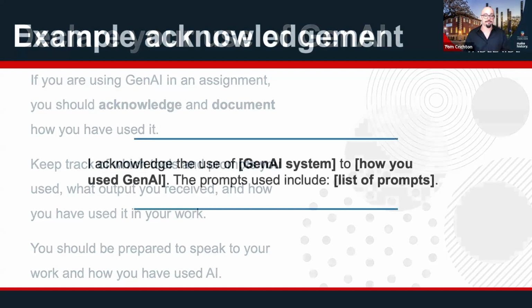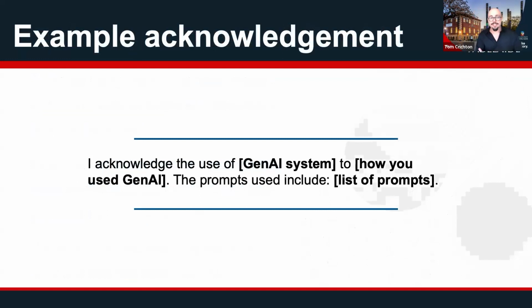So one example of how you might acknowledge AI, and this one's a fairly simple example, is you simply say, I acknowledge the use of GenAI, of whatever the GenAI system is, to then state how you have used it. And these prompts include a list of the prompts. That's a fairly basic, simple way of acknowledging the use of AI, but ultimately it really depends on what the requirements are for the particular assignment or the particular work that you're doing.